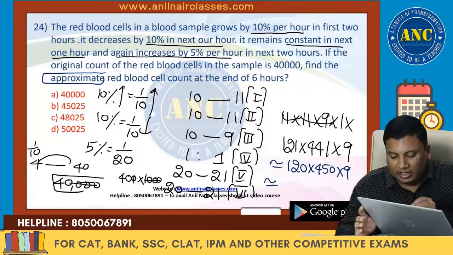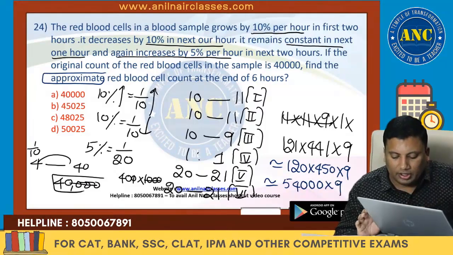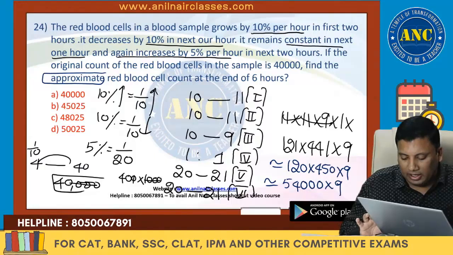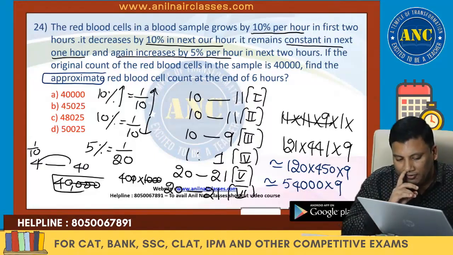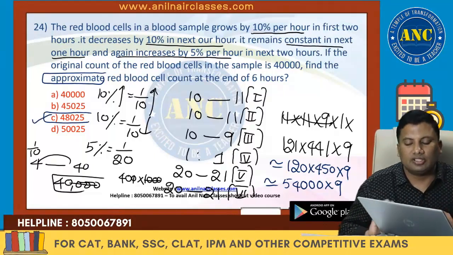121 approximated. These are nothing but 12 into 45 is 540. Again 2 zeros into 9. So these are nothing but 54 into 9, 480, something close. So this is the nearest value.